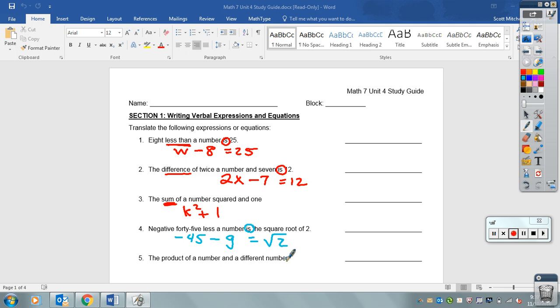Number 5, again, no "is", it's just going to be an expression. The product of a number and a different number. Product means multiplication. So the product of a number, we'll call that number f, and a different number, we'll call that q. fq. Could I do f times q? You sure could. You don't have to. We just do fq.